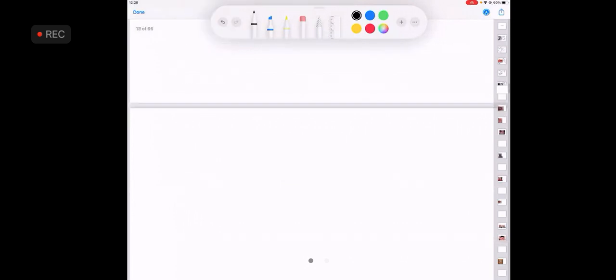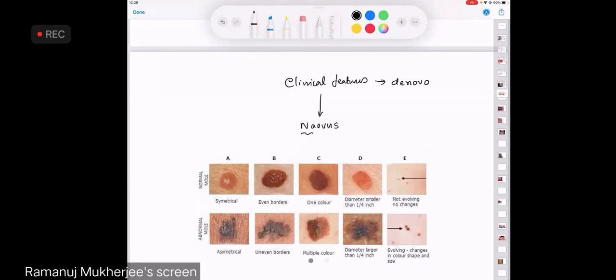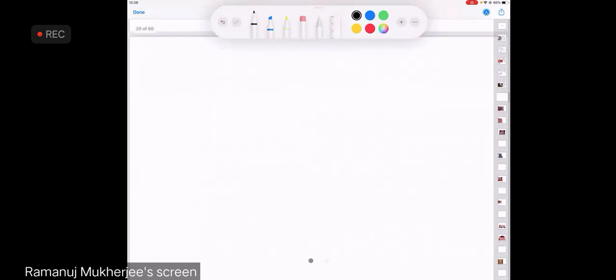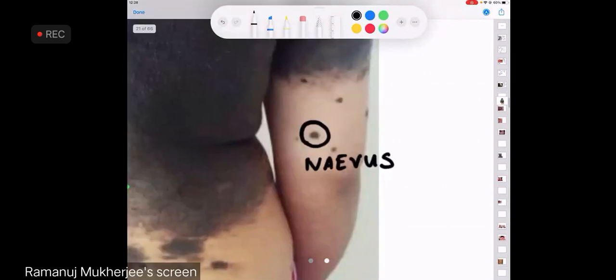Now, what are the clinical features of a melanoma? When I talk about the clinical features of a melanoma, melanomas can appear de novo, without a nevus, or can appear as a change in a nevus. Now, if you have still not understood what is a nevus, have a look at this 500 taka note and know that these things are called a nevus.